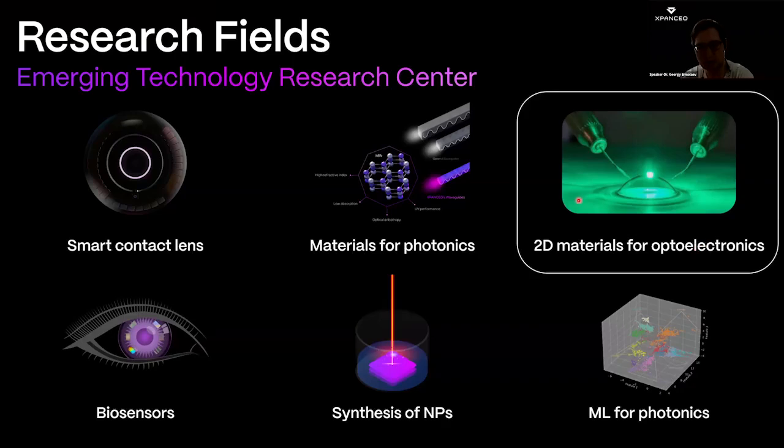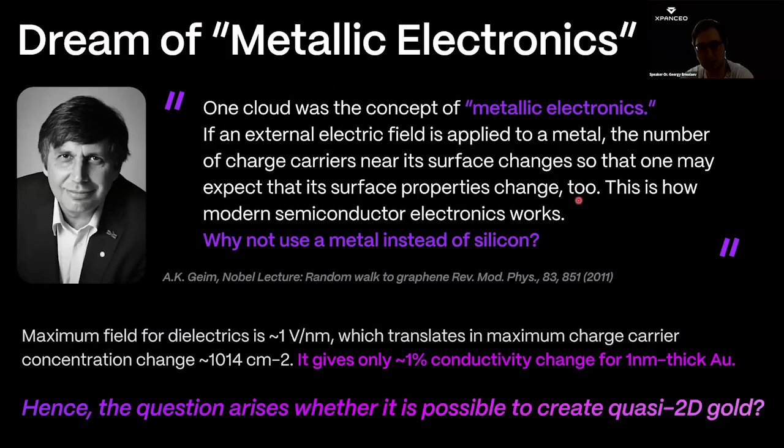To begin with, I would like to start my talk with the Nobel lecture of Andre Geim, Random Walk to Graphene. In this Nobel lecture, Geim presents the concept of metallic electronics, which actually led him to discover graphene. He recognized that if an external electric field is applied to a metal, the number of charge carriers near its surface changes, so one may expect its surface properties to change too. This is how modern semiconductor electronics works. And he suggests: why not use a metal instead of silicon?